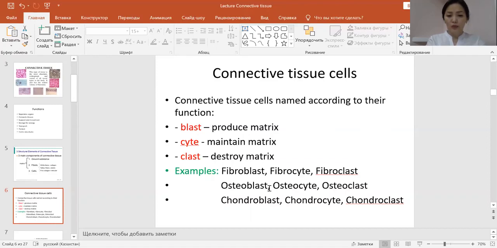The function of osteoblasts is to produce bone. The function of osteocytes is to maintain bone. Osteoclasts can destroy bone.